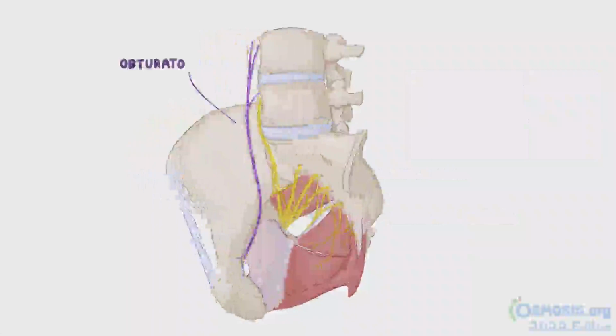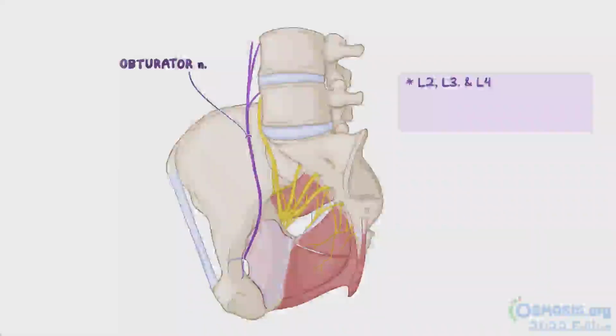Let's start with the obturator nerve, which arises from the lumbar plexus, specifically the anterior rami of the second, third, and fourth lumbar spinal nerves. This nerve enters the lesser pelvis and runs along the lateral wall of the pelvis to the obturator canal, which is an opening within the obturator membrane.